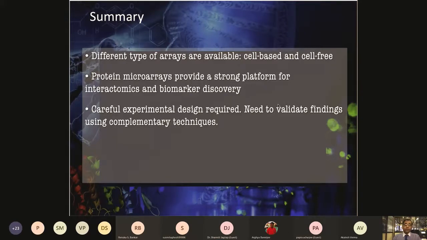You have to be very careful in terms of the experimental design, what kind of sample you're going to screen for, what is the array layout, what are the controls you're going to use. And once you have identified these, like any other technology, you still need to go forward to the next set of experiments for validating your findings.